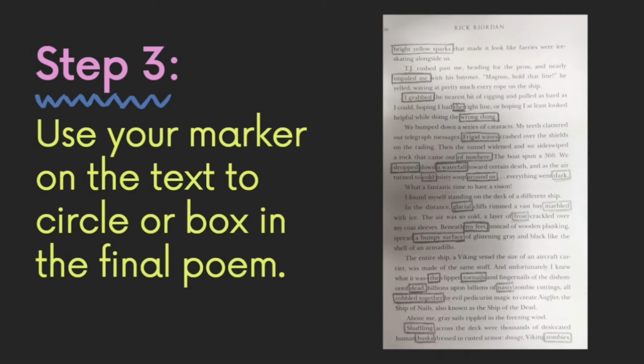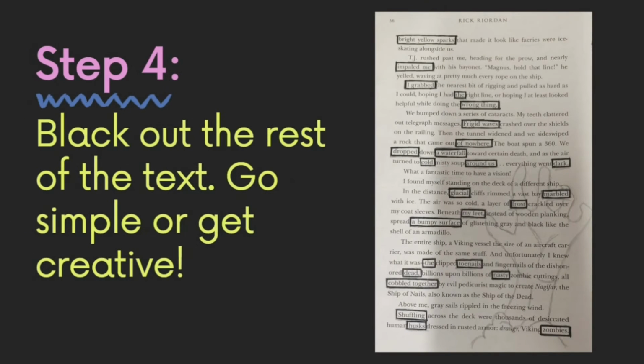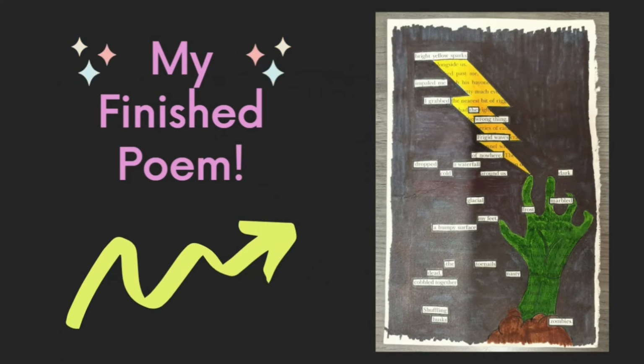Next, I use my marker on the text to circle or box in the final poem. And finally, I go to work blocking out the rest of the text. You can be as creative or simple in doing this as you like. If you're going to get creative, you might want to sketch out your other elements before you black everything in. This was my final blackout poem. It's about turning into a zombie, and I'm super proud of it.